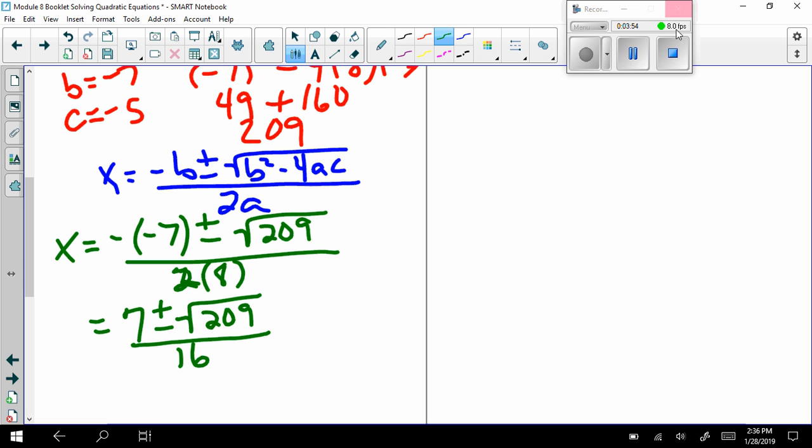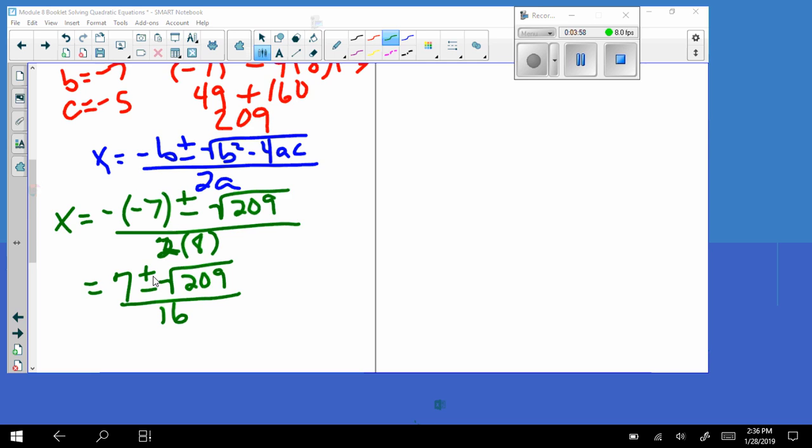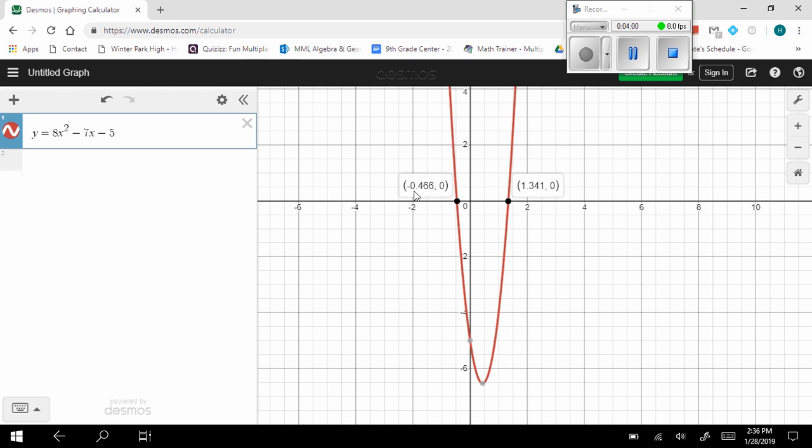So I'm going to show you real quick, and then I'll show you how to approximate on a calculator. If I graph this, notice what Desmos tells me, negative 0.466 and 1.341. What that really means is that my answers are irrational and Desmos is rounding for me. So irrational is going to happen when you still have a square root. Okay? Now I'm going to show you how to do the approximation on a calculator.